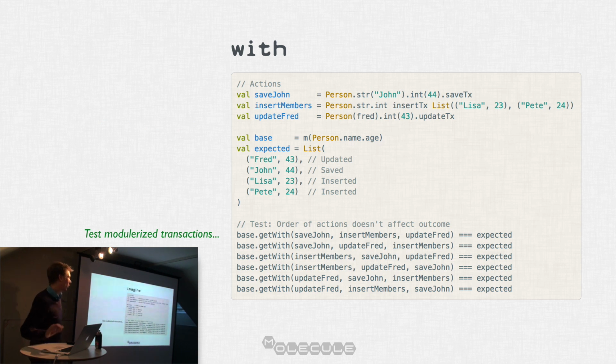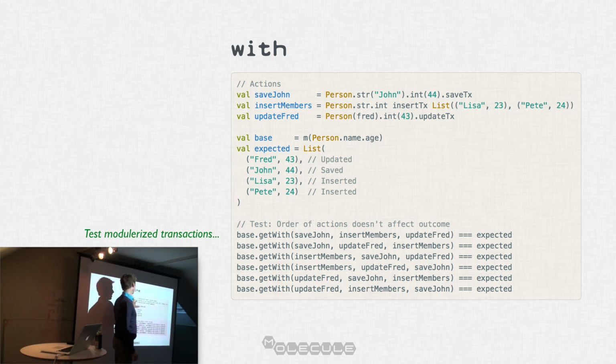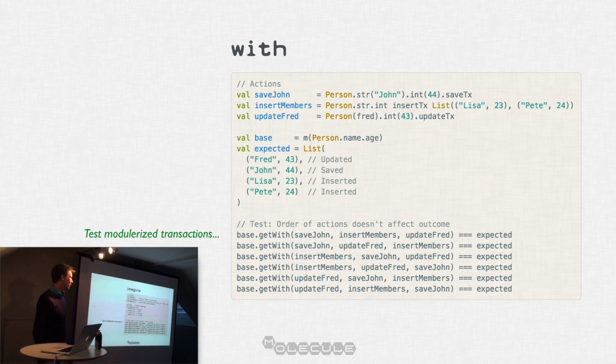So you could even modularize that. You make a save John molecule with the save transaction data here, and an insert members molecule here, and then you imagine them in different order to see, does it give the same result if we transact them in different orders. You can see it's very possible to modularize it and combine it in quite complex ways.